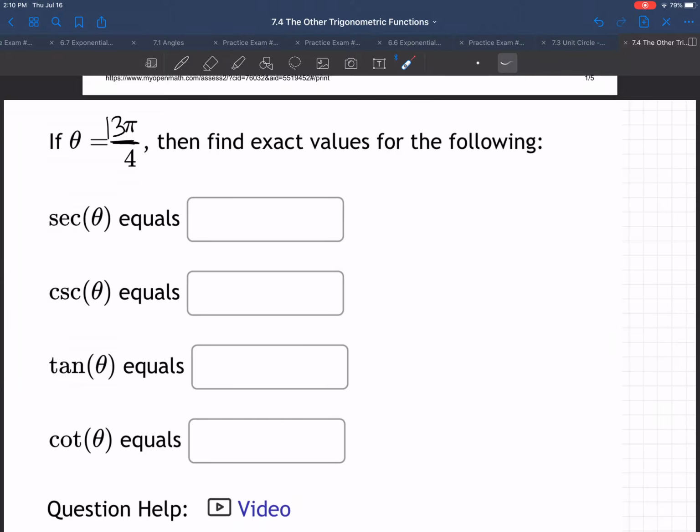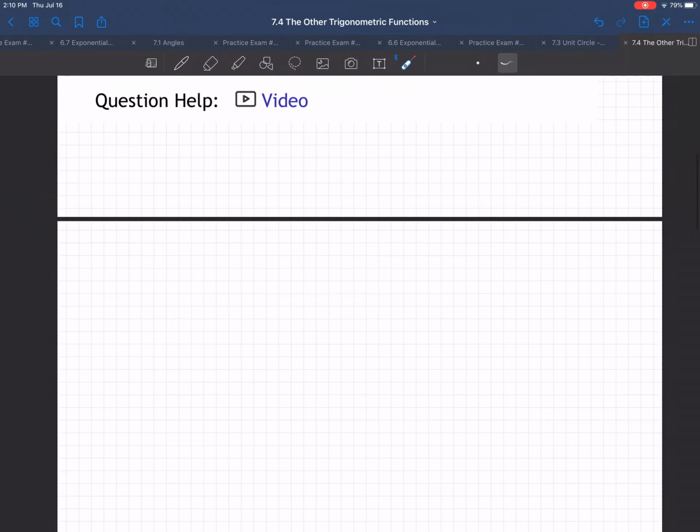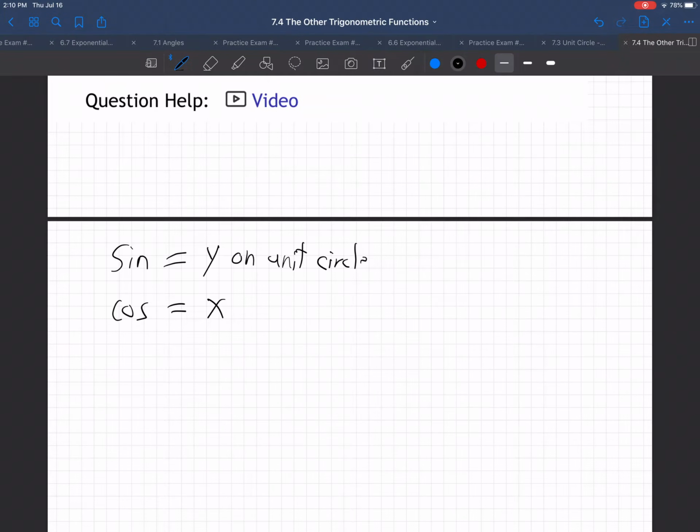So let me just put in a sheet right here and give you the definitions. We know that the sine is equal to the y value, and the cosine is equal to the x value on the unit circle. Tangent is the sine over the cosine.